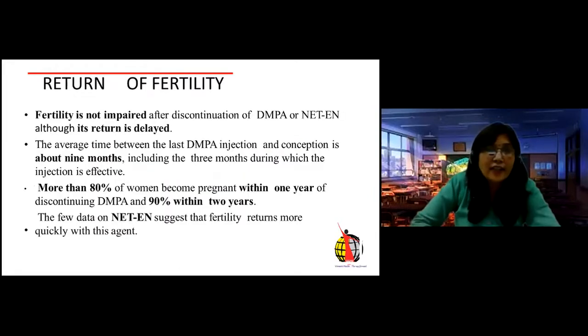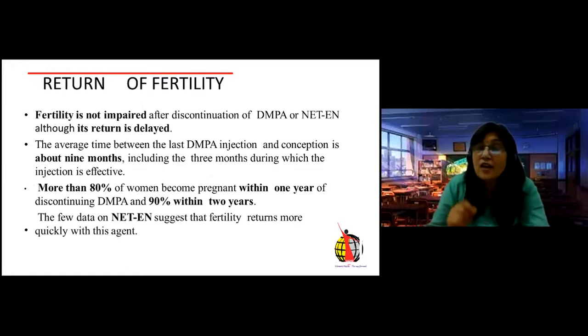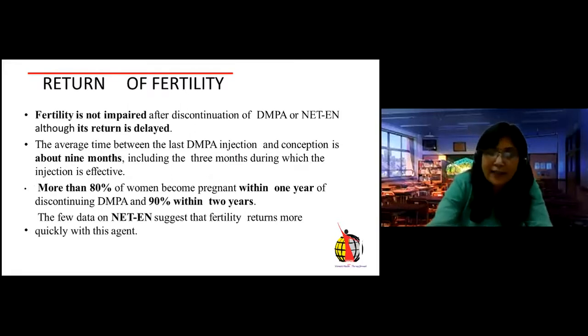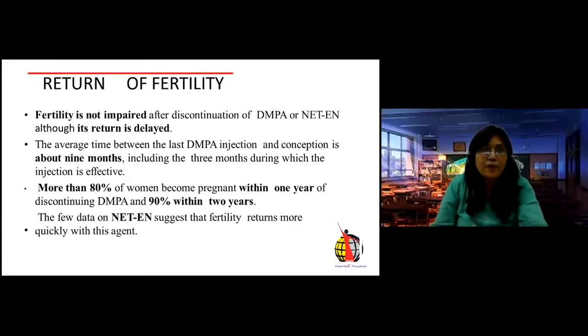Return of fertility, as I have said, fertility is not impaired. So the answer to that is no impaired fertility, but delayed return is there. More than 80% of women become pregnant within 1 year and 90% within 2 years. However, the data as compared to NET-N is less as compared to DMPA.